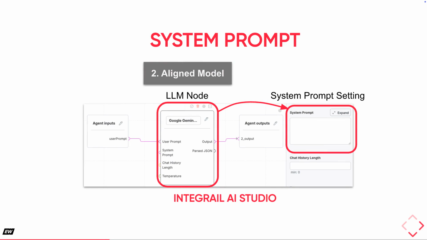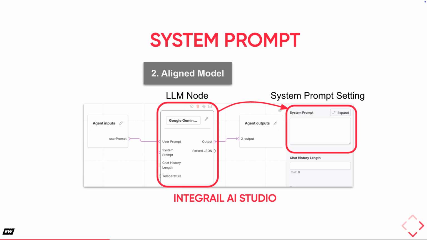This diagram shows how the system prompt is configured within Integrail AI Studio. You'll notice the LLM node, representing the aligned model, has a dedicated input for the system prompt. The panel on the right, labeled System Prompt Setting, provides a text area where the AI creator defines these comprehensive instructions. For instance, a system prompt could specify the AI's role, its primary goal, its tone, and any operational constraints. These instructions will then consistently influence the LLM's responses throughout any conversation.